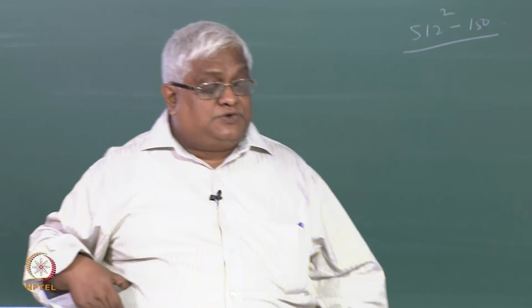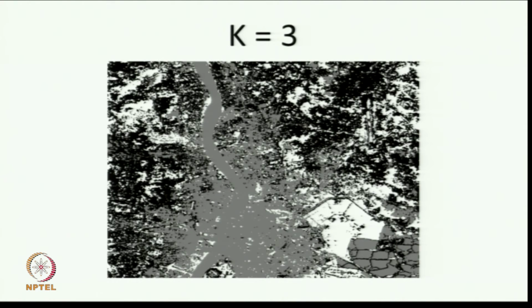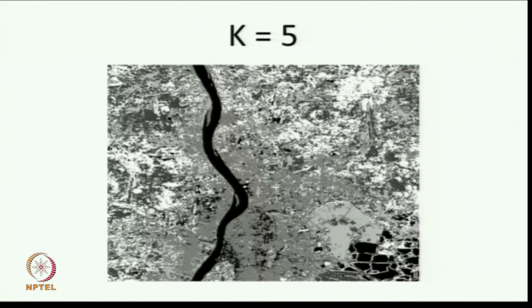For k is equal to 2, this is the result. This does not actually say much about the grouping. I mean, we are not in a position to name the different clusters. This is for k is equal to 3. This again we are not in a position to name. This is for k is equal to 4. This is slightly better, but then let me just discuss this. This is for k is equal to 5.